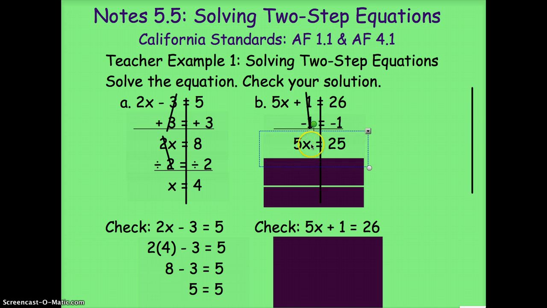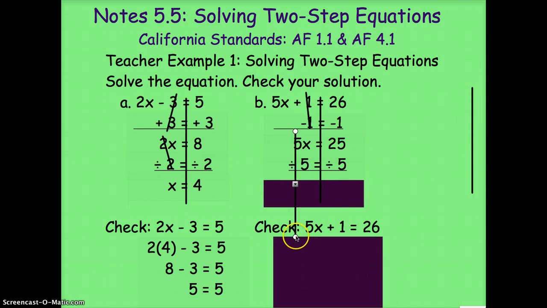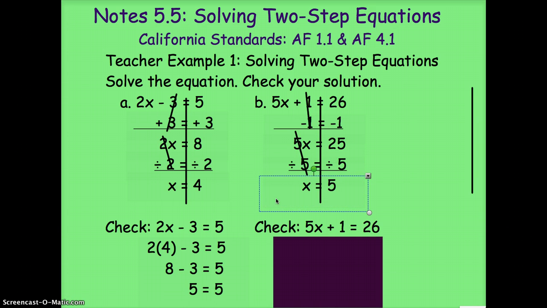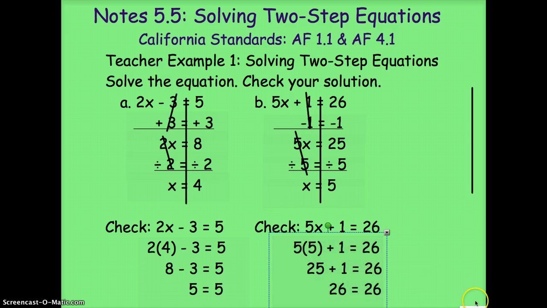Now we have the 5 right next to the x, which means multiplication. So I want to undo that multiplication again with division, dividing both sides by 5. My 5's cancel out on the left side, and I'm left with simply x. On the right side, I have 25 divided by 5, which is 5. Now I can plug these into my check. Instead of writing x, I'm going to write my solution for x, which was 5, and then I can multiply. 5 times 5 is 25, plus 1 is 26.